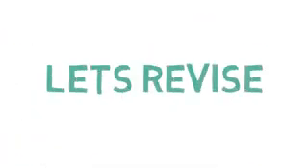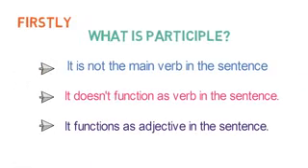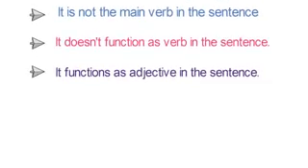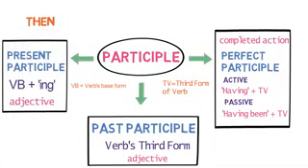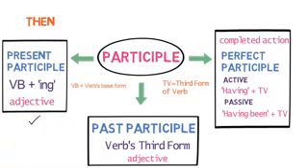Let's quickly revise what we learned in this lesson. Firstly, we understood what participles exactly are. They are non-finite verbs and function as adjective in the sentence. Then we understood the three types with example. First, present participle, which is created by verb's ing form. Second, past participle, which is created by verb's third form. And third, perfect participle, which is created by having plus verb's third form in active sentence and having been plus verb's third form in passive sentence.